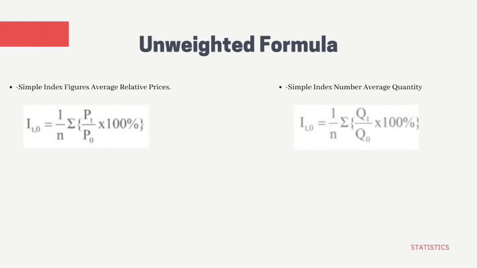On the fifth, we have simple index figures of relative prices. The formula is I sub t,0 equals 1 divided by n sigma open brackets p sub t divided by p sub 0 times 100% close brackets. And the sixth, we have simple index number average quantity. The formula is I sub t,0 equals 1 divided by n sigma open brackets k sub t divided by k sub 0 times 100% close brackets.